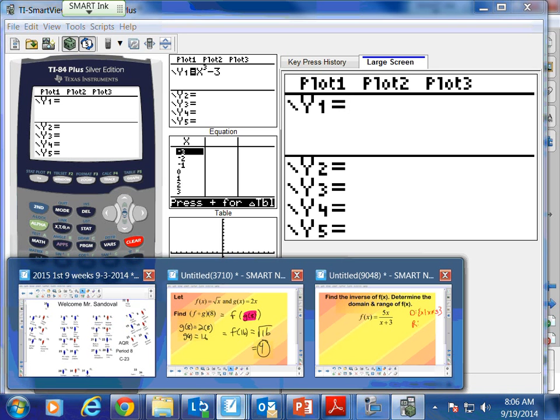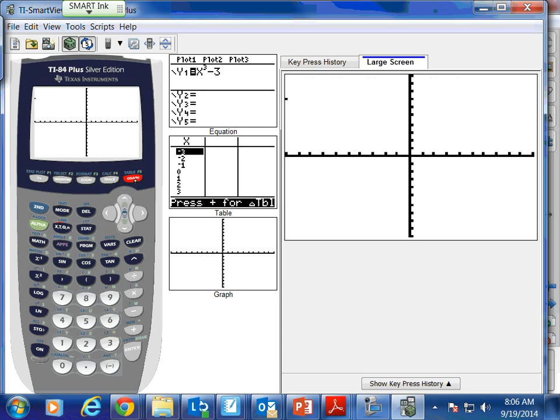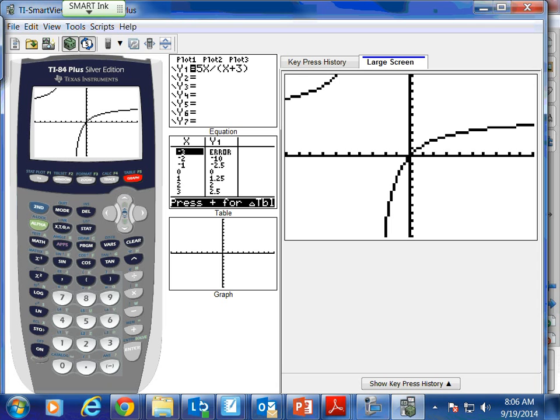5x divided by x plus 3. So let me hit the graph. Let's see how that looks. Okay, so now with this one, it's pretty evident that there is going to be a break in the range, and I would imagine it's going to be at 5, it looks like.